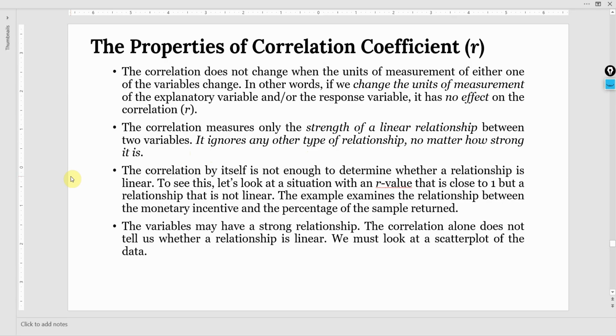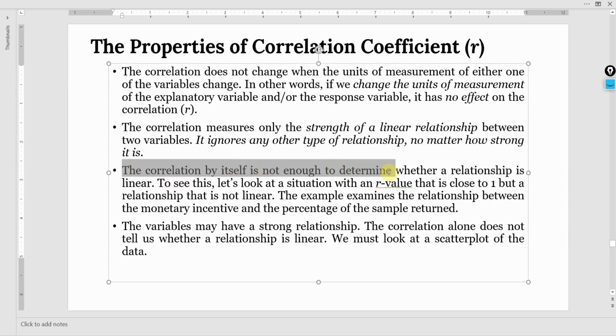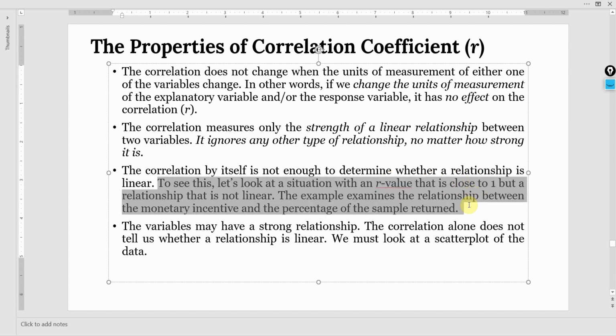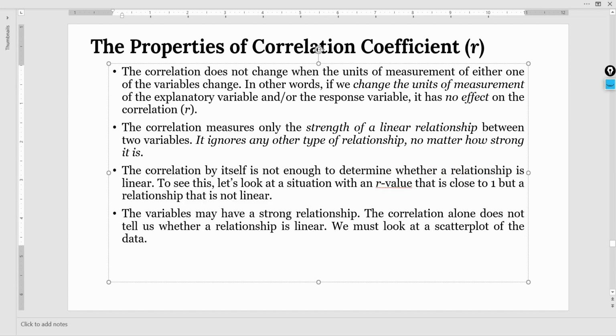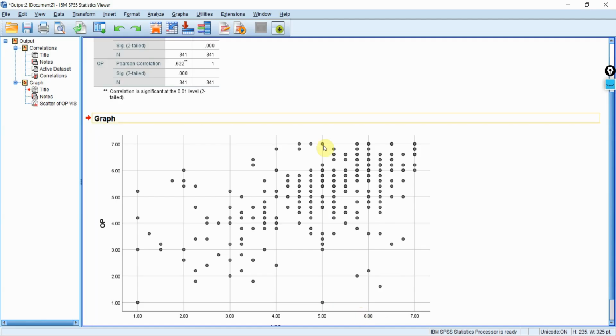So the objective of the correlation coefficient is to measure the strength. The higher the correlation coefficient, the higher the strength. The correlation by itself is not enough to determine whether the relationship is linear or not. Now, to see this, we will have to look at R square along with the scatter plot. Now, the variables may have a strong relationship. The correlation does not tell us whether the relationship is linear. We will have to see the scatter plot, and in this case, this is my scatter plot.